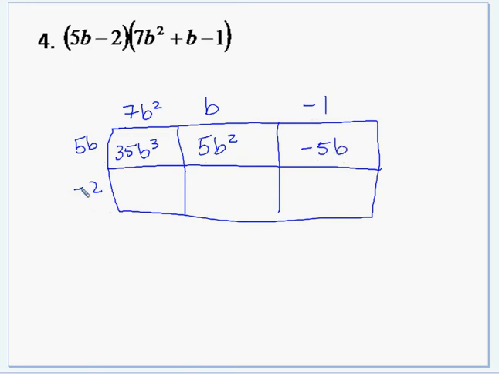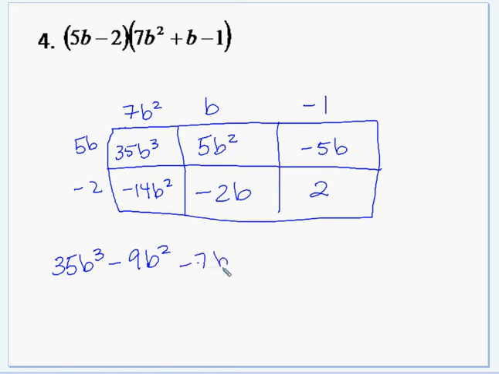Now down here we have negative 2 and 7b squared gives us a negative 14b squared. And then we have a negative 2 and b gives us a minus 2b. And then negative 2 and negative 1 gives us a positive 2. So now we have all of our terms in here that we just have to combine. So 35b cubed, we cannot combine it with anything, so just drop it down. Then we have negative 14b squared and 5b squared. That gives us a negative 9b squared. Then our negative 2b minus 5b gives us a negative 7b. And then we have our positive 2 on the end.